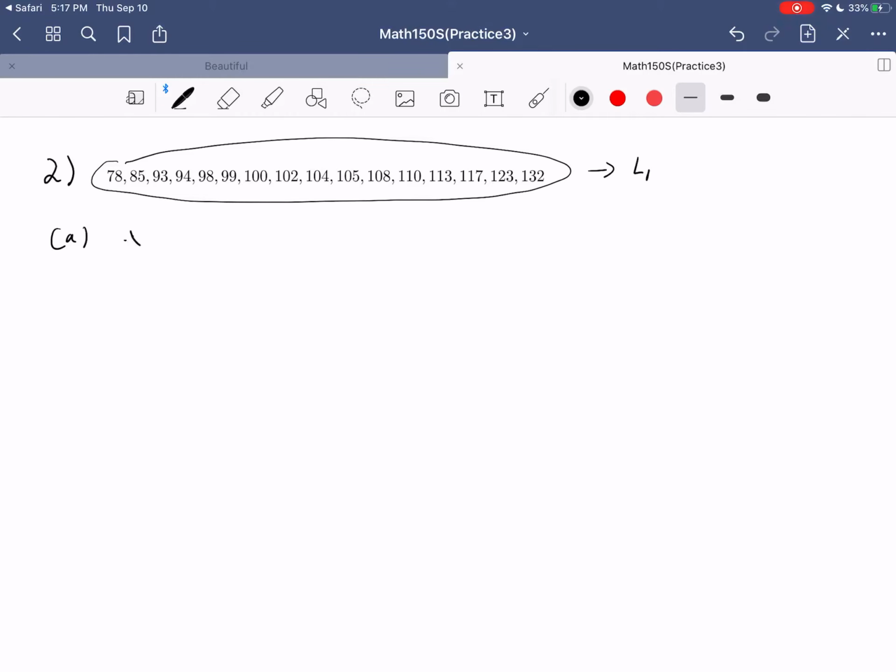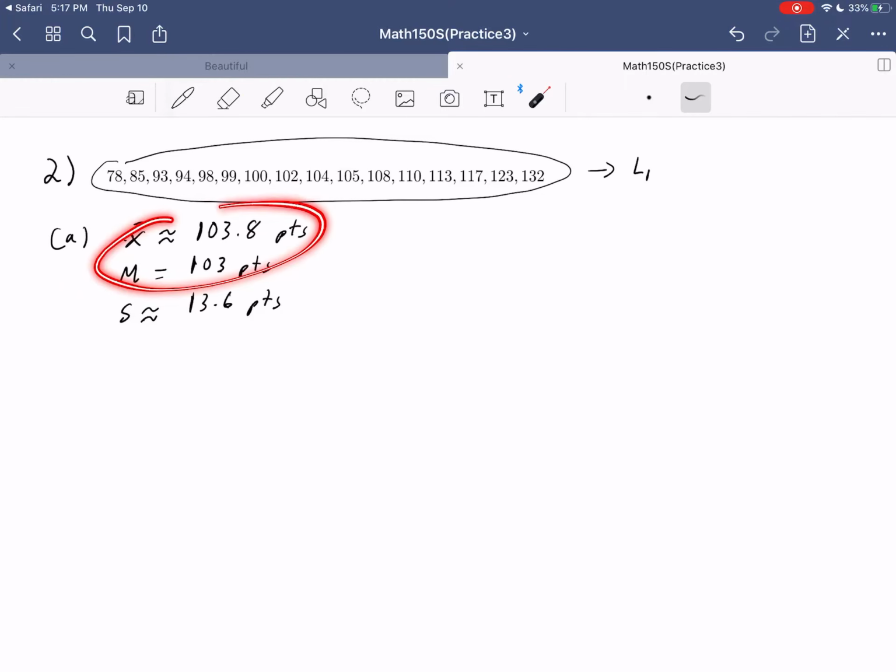We can get that the mean here should be approximately 103.8, and I guess that would be in points. The median, if we scroll down a little bit, should be 103 points. And the standard deviation, of course, we'd want to use the sample standard deviation here, should be 13.6 points. Notice a couple things, right? This is a good sign that the data is at least going to be symmetric, so either normal or uniform, because the mean and median are very close to one another.